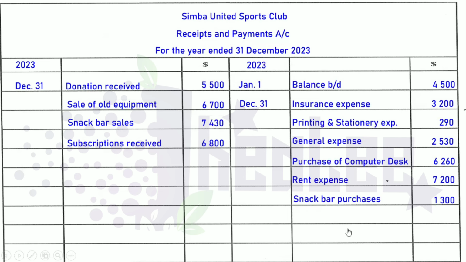This value is then entered in the account on the side that is short. So in this case, the side that is short for us in this receipts and payment account is the credit side. So we're going to enter the balance carried down of $1,150. That's $1,150. That's the difference between the two sides. And it's on the credit side because the credit side is short.